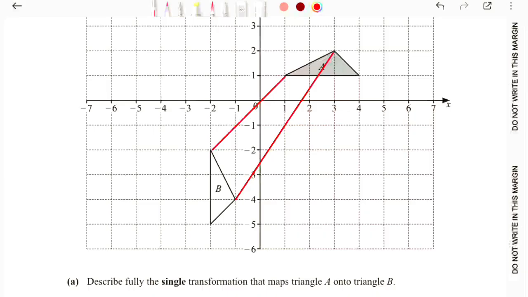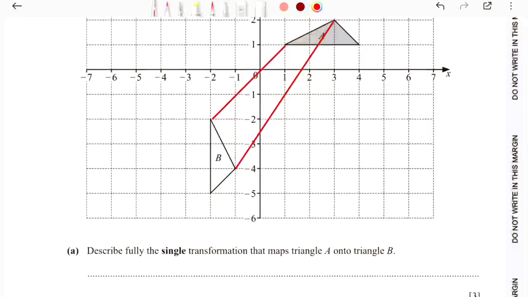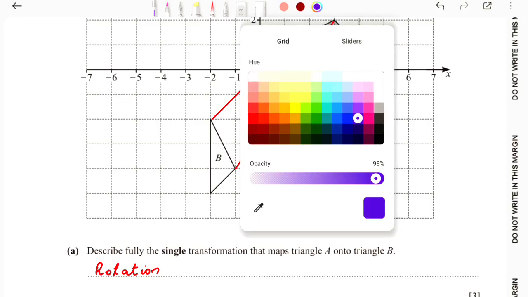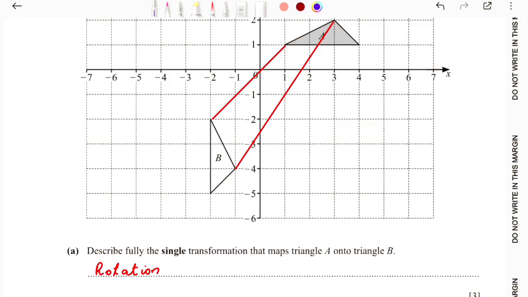rotation. And we have to write three important points about rotation. Number one, you have to write rotation, and it is A onto B, or we have to find center and then direction and angle as well. To find out the center, we have to use a pair of compass, and we have to find out the perpendicular bisector of both the lines.